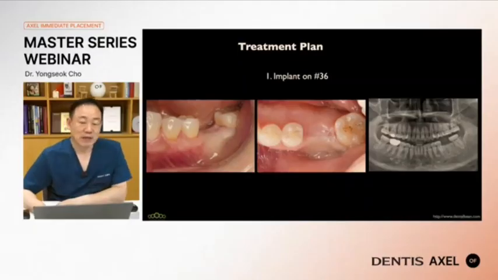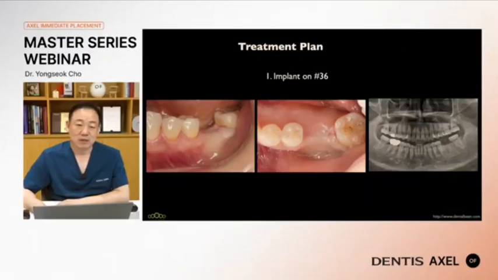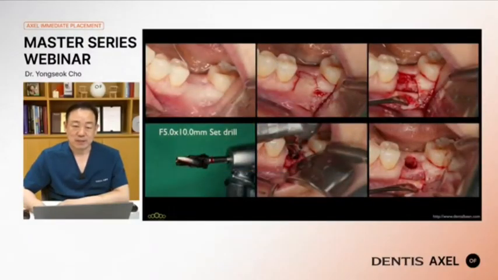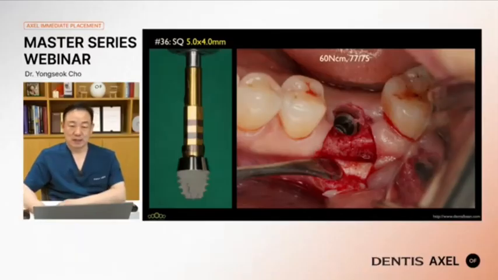How much is the available bone height? I can see more than 12mm of available bone height. However, in this case, I decided to use an extra short implant, and to increase buccal tissue volume, I made a relatively complex trapezoidal flap, and here a 5 by 4mm extra short implant was placed. I can get strong primary stability.